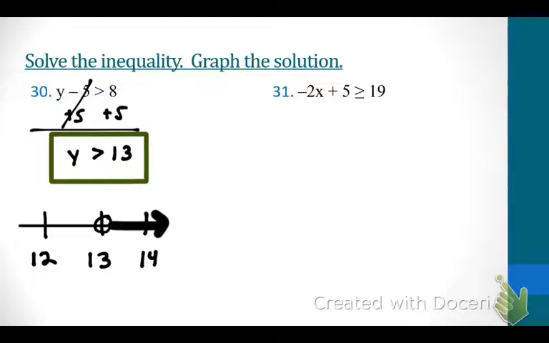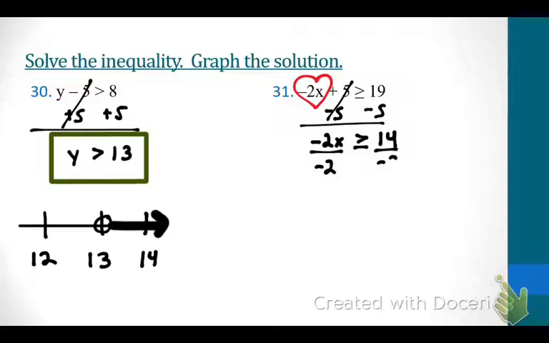Angel. My whole goal is to get x by itself. Who is x's best friend? -2. So I don't want you to touch that -2 yet. What should I do first? Subtract 5 on both sides. And I'm left with -2x is greater than or equal to, what is it? 14. Okay, now how do I get x by itself? Divide by -2. Once again, notice he did not say just to divide by 2. Because there is a multiply by -2 there, he divided by -2. This cancels out. What am I left with, Angel?